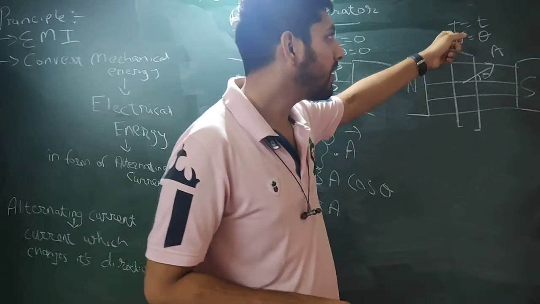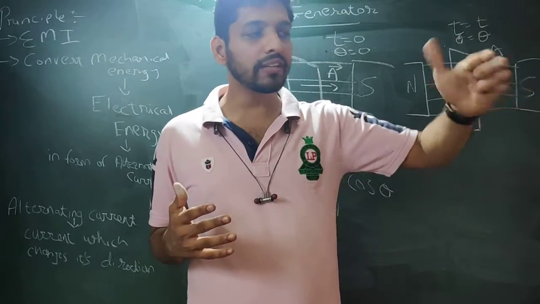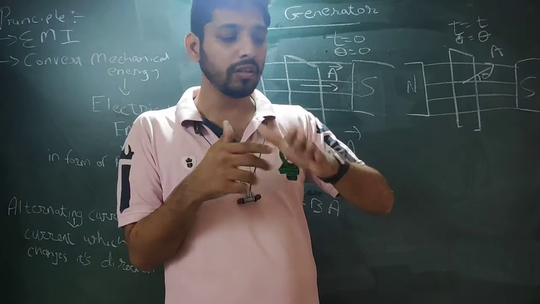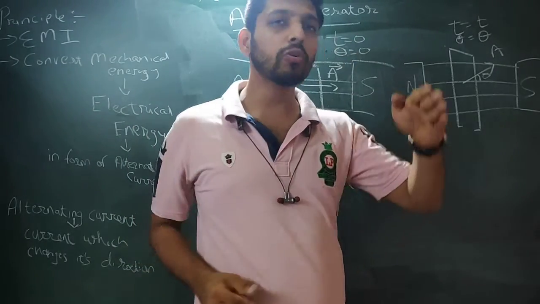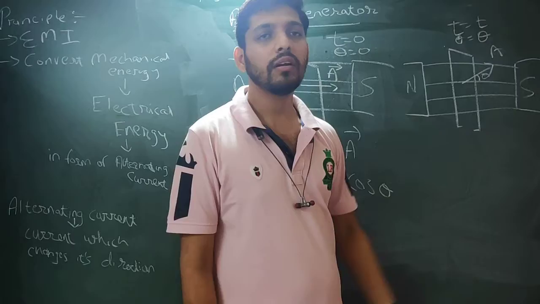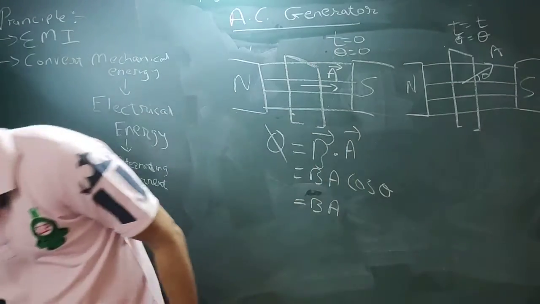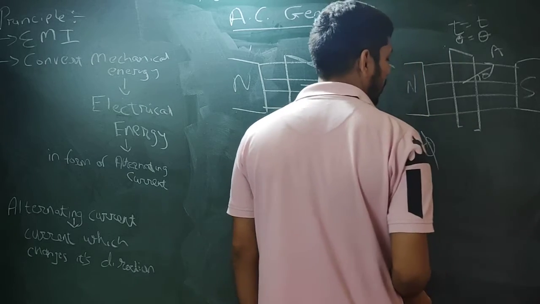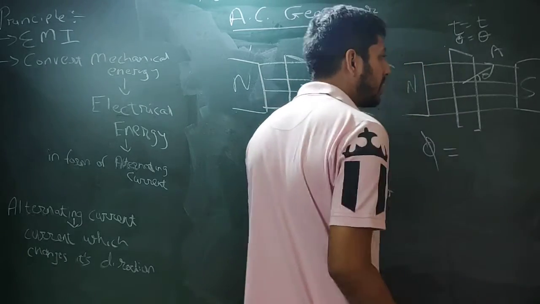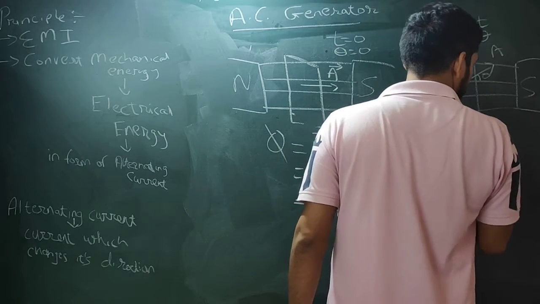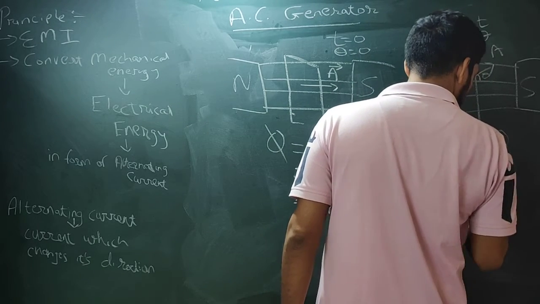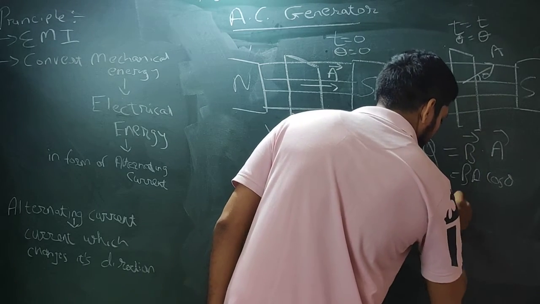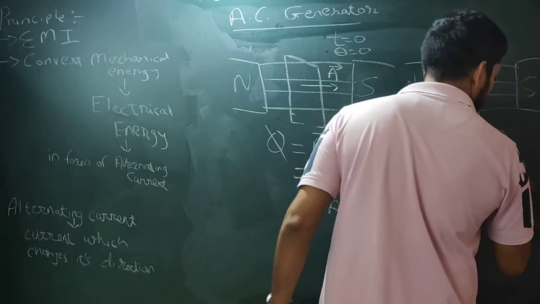Now we are taking some angle theta. The direction of the magnetic field will remain constant. The area vector will be perpendicular to the plane, which means the angle between the magnetic field lines and the area vector will be equal to theta. So the flux in a single turn of the coil will be equal to B dot A, which is BA cos theta.